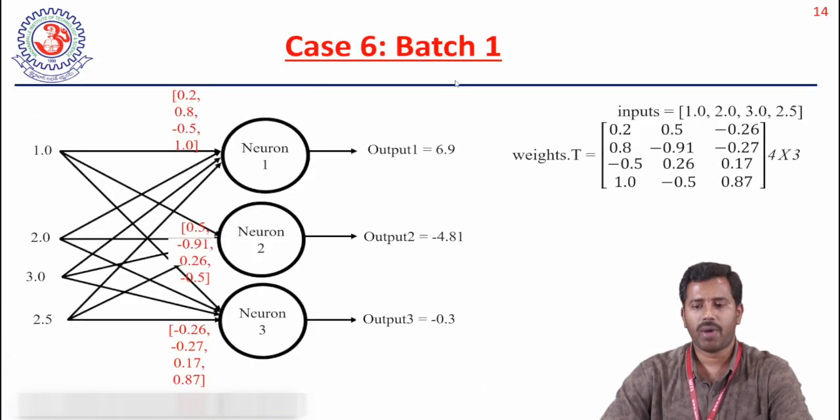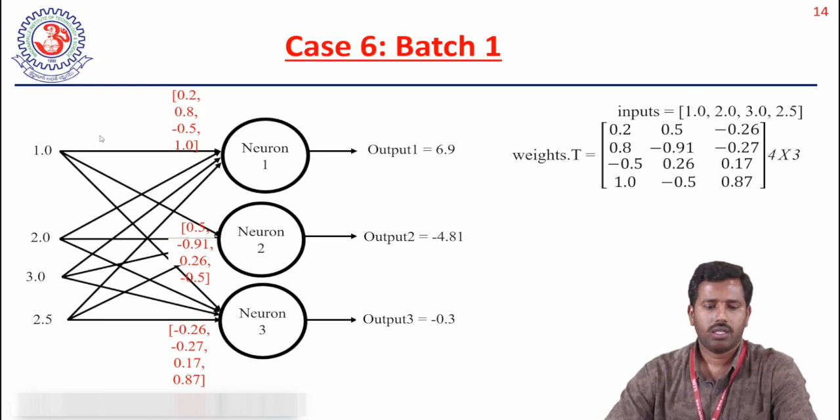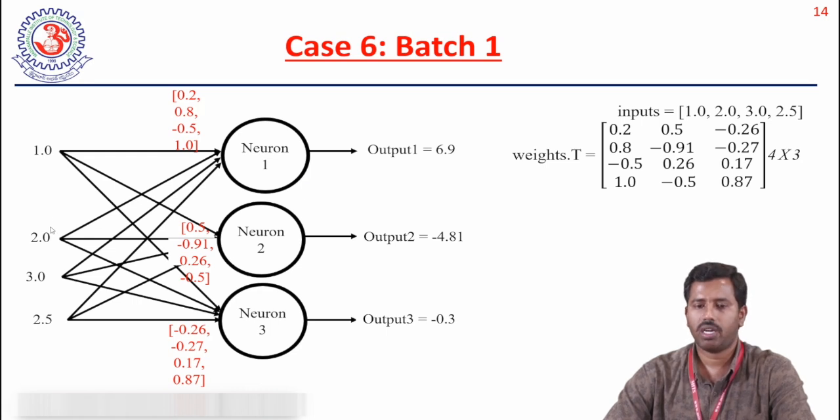Now if you observe, batch 1 contains the data 1.0, 2.0, 3.0 and 2.5. This data is given to all three neurons, which represent the three weight vectors of the weights transpose matrix. So the entire data 1.0, 2.0, 3.0, 2.5 is given to every neuron available in this weight matrix, which represents a fully connected neural network.